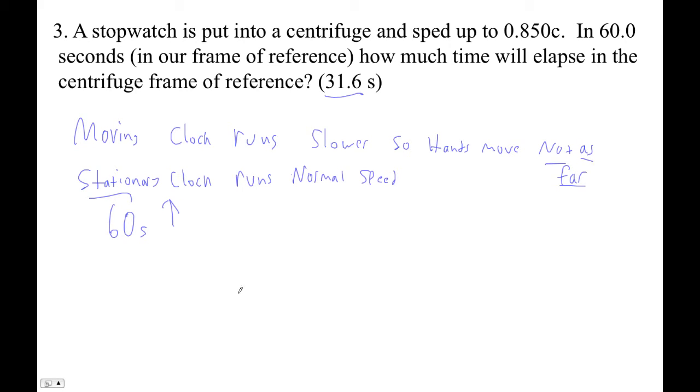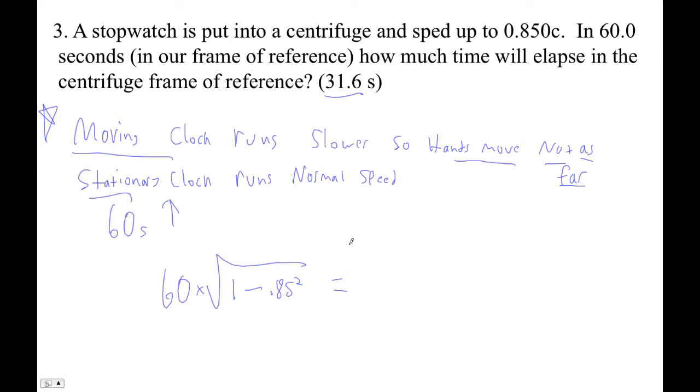So forget trying to take that formula and stuff the numbers in and worry about what's proper time, what's not proper time. Just take that factor, the square root of 1 minus 0.85 squared. That thing is going to be less than 1, and so we just multiply the 60 by that to make it smaller. We know that less time is going to elapse. Otherwise, you'll go mad trying to figure out the 1 minus 0.85. So in other words, just go through this thinking process: the moving clock runs slower, so the hands move not as far. The stationary clock runs at normal speed.